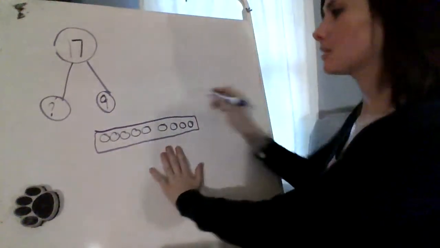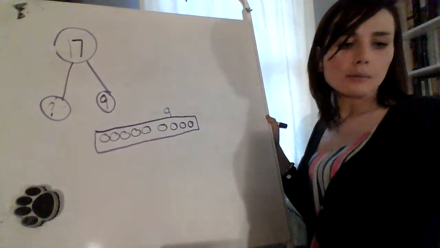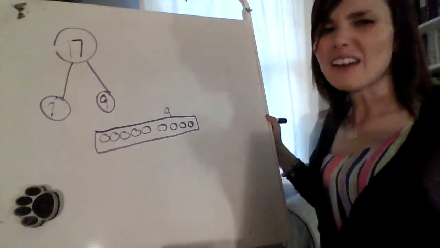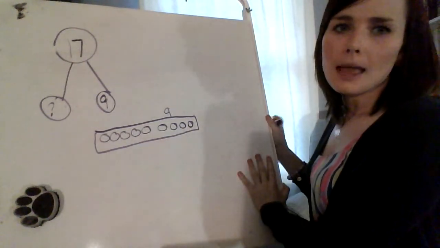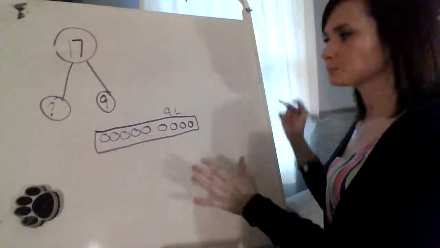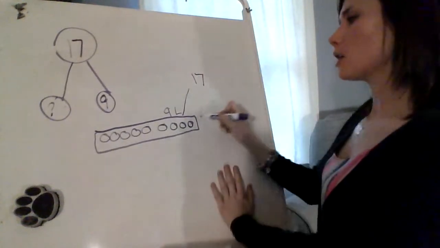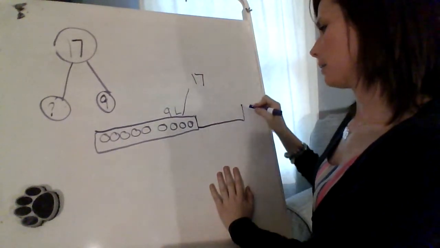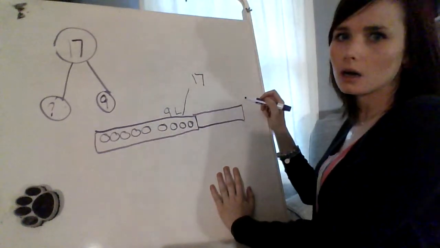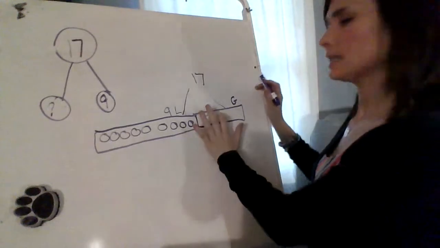And this 9, I'm going to write a 9 above it so I remember, just in case, is how many fish they have left. I'm going to label it L for left, right? We know our whole is 17, right? We want to know how many did they give to Grandma? Gee, nice job. So how many did they give to Grandma?